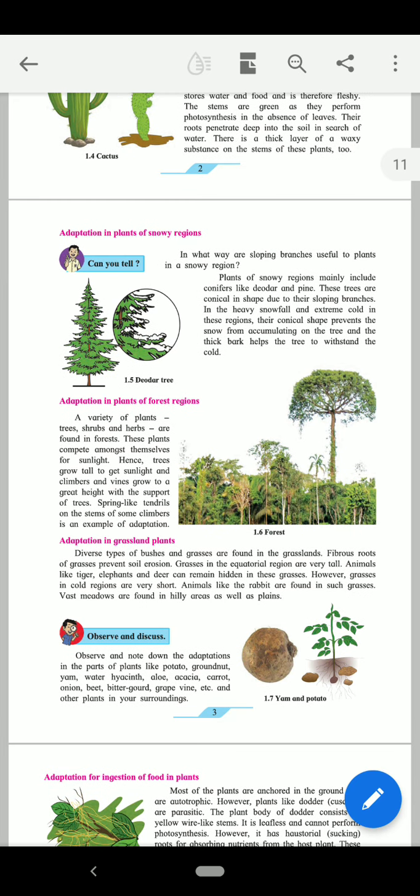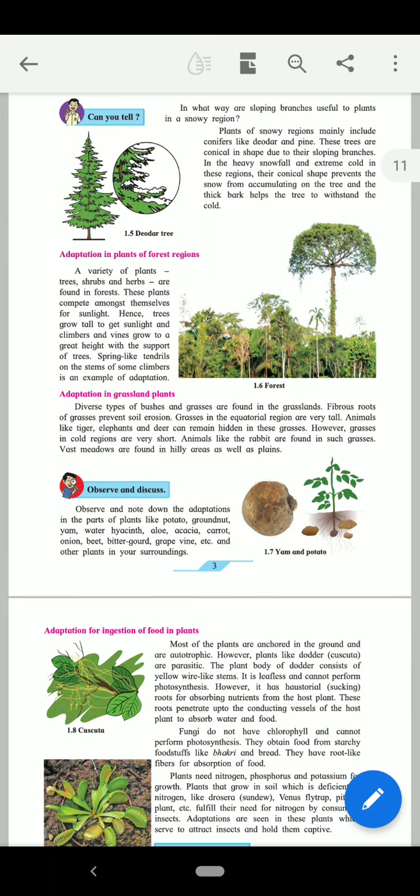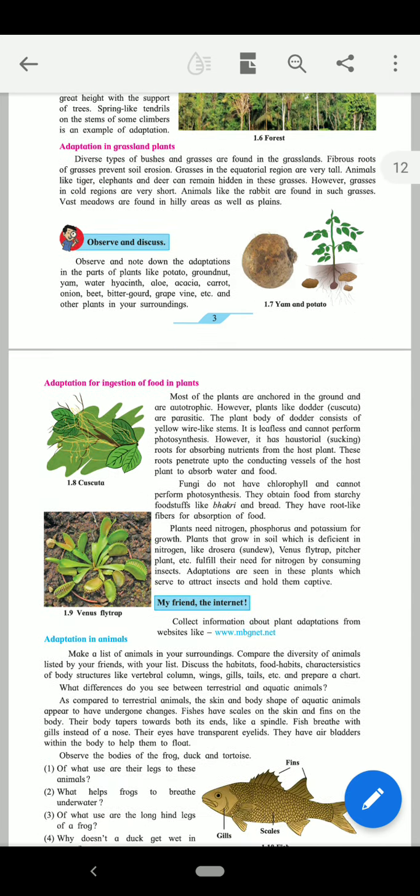In the case of adaptation of plants in a forest region, we have seen that there is a competition among themselves for the sunlight, and because of that they grow high and high, and along with them even the climbers grow high. In adaptation of grassland plants, we have seen diverse bushes and grasses are found in a grassland. As per the size of them, different types of animals take shelter under them.